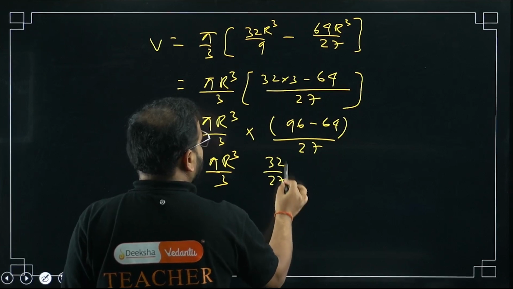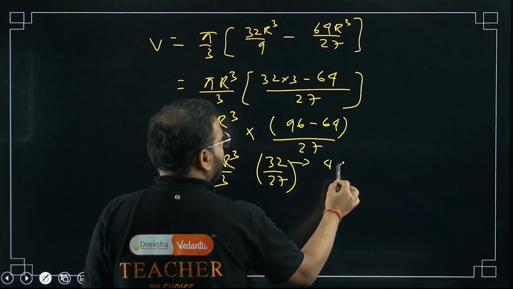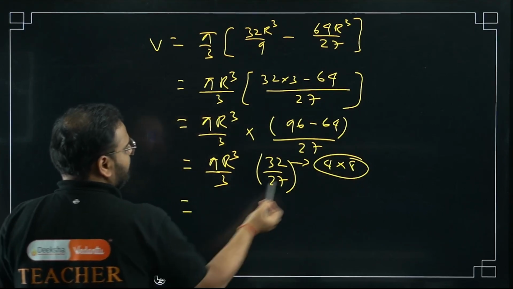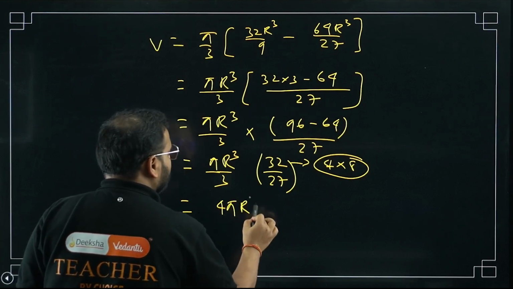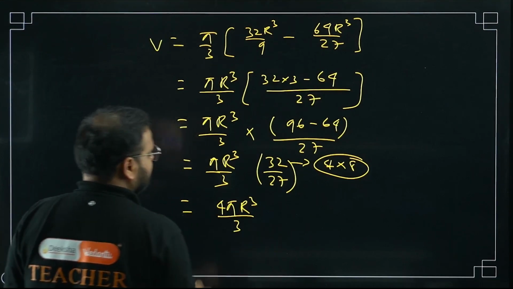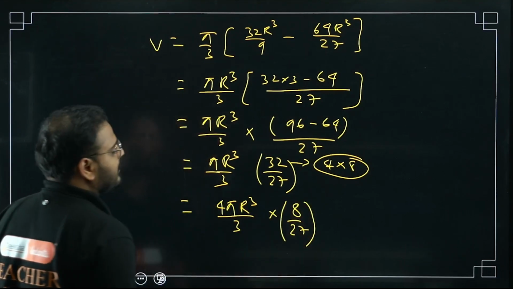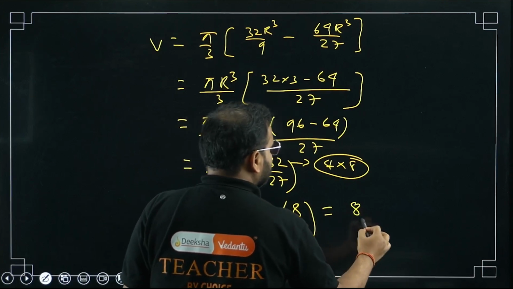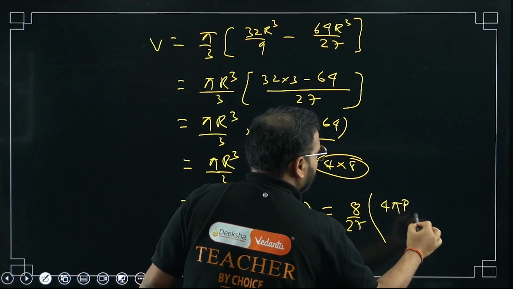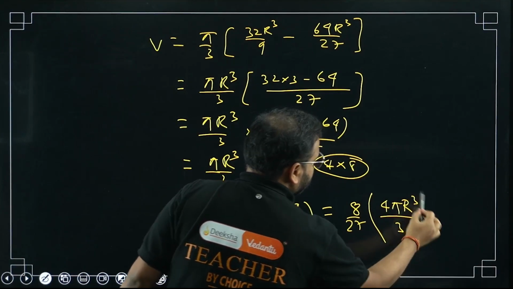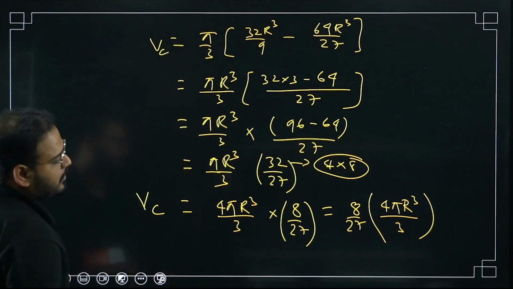32 by 27. Break this into 4 into 8. So if I write this 32 as 4 into 8, what am I going to get? Keep the 4 over here with them. I get 4 by 3 pi r cube. 3 here as it is, and we'll keep 8 over here. So 8 by 27, right? I can write this in front. So 8 by 27 times this whole thing, 4 pi r cube by 3, right? Please check. What is this, sir? Volume of the cone? This is the volume of cone.